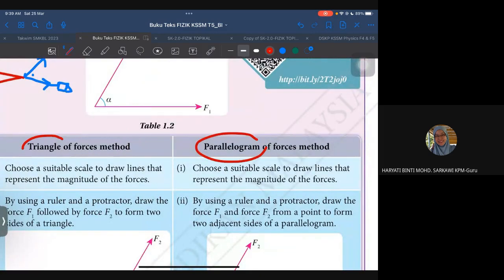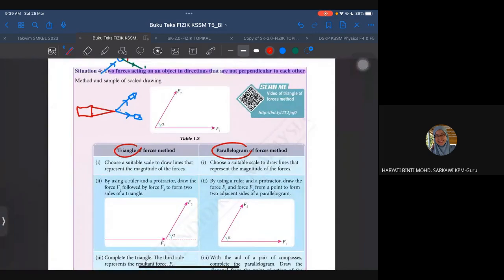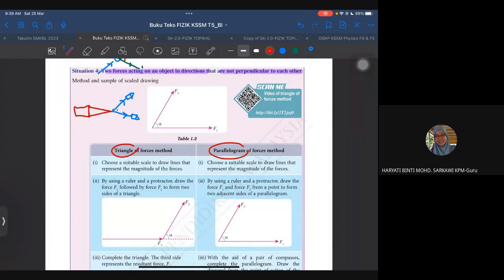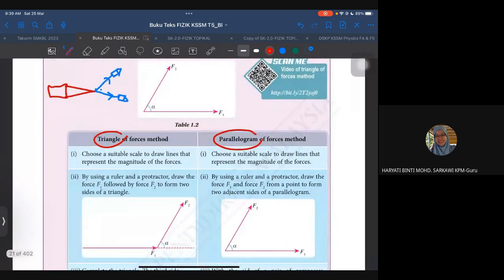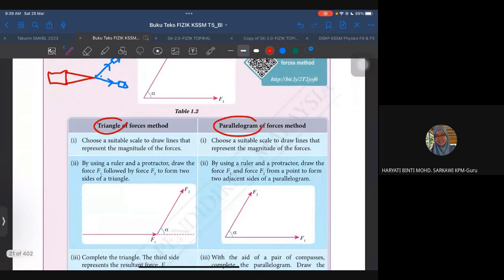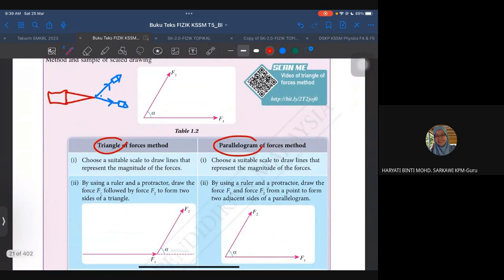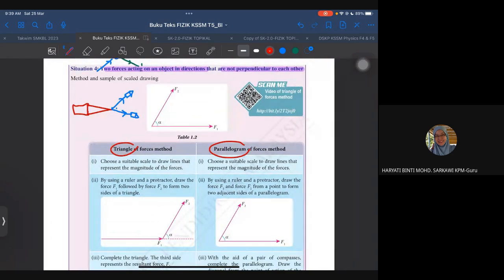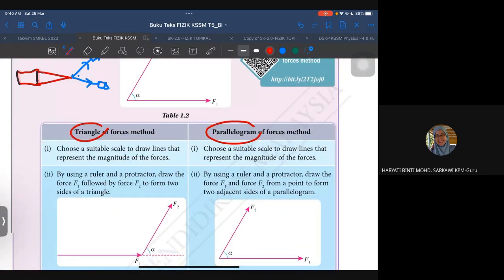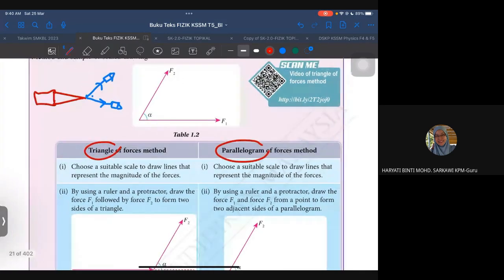We can also use the triangle method. There are two methods. A simpler one will be the triangle method. But both will be drawing, okay? Drawing. All right, if you want to use the triangle method, or should I explain the parallelogram method first? I explain the parallelogram method first.